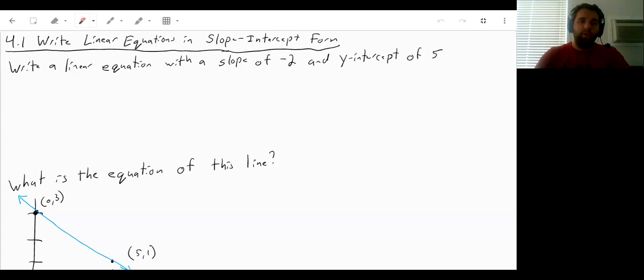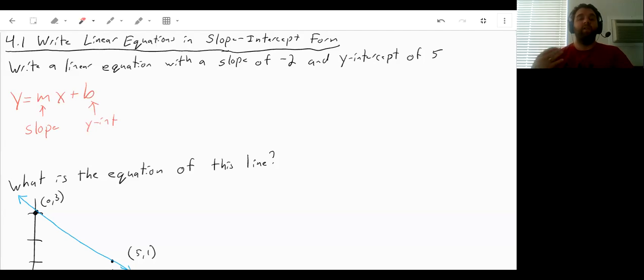Welcome to section 4.1, write linear equations in slope-intercept form. Now we talked about slope-intercept form back in chapter 3. So if you remember, that was the form y equals mx plus b, where m is our slope and b is our y-intercept, which I'll just abbreviate as y-int.